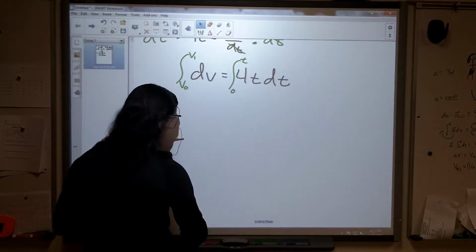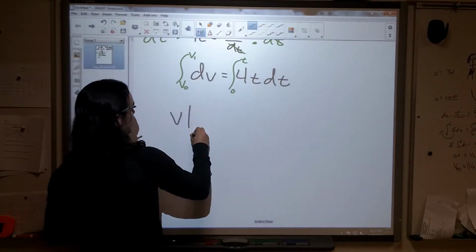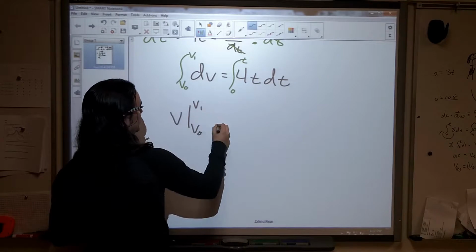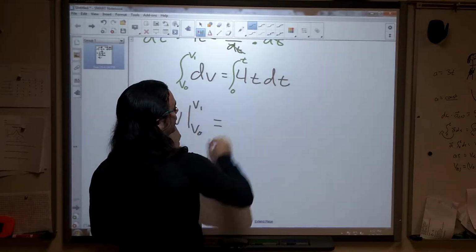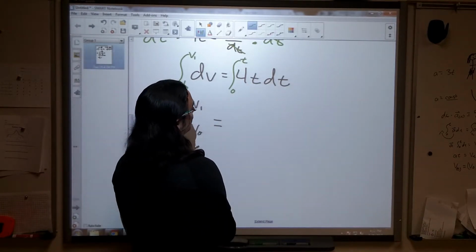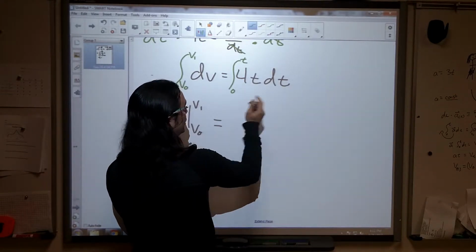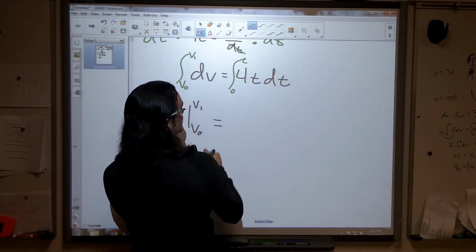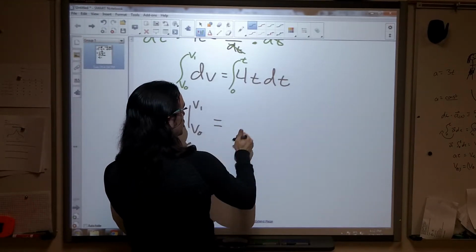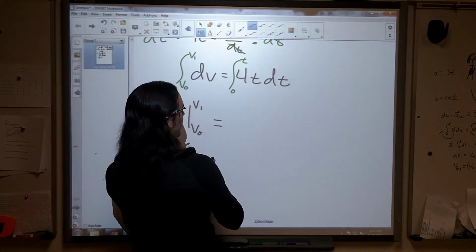All right, so this evaluates to v, evaluated from v naught to v final, and then we're going to do the integral of this. Take a look at the other video if you're still new to integration on how we would actually go through that. We do not need a plus c because we have a definite integral. We have limits of integration, and so we're actually going to go through and we're going to evaluate this.